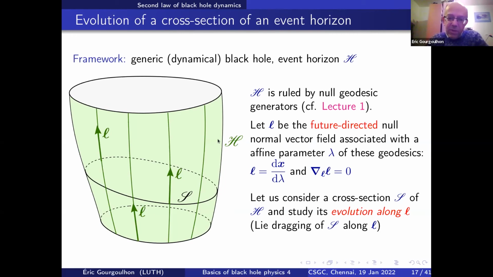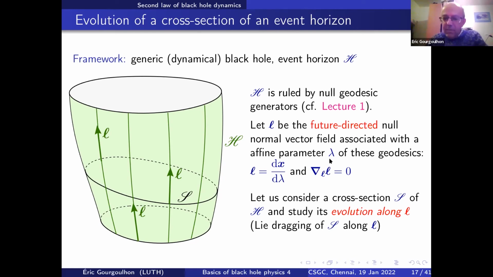So let me remind you that in the previous lectures, we have seen that the event horizon is ruled by null geodesics. The null geodesics are these green lines here. And the vector tangent to them is a null vector. It is also normal to the horizon, H. It is both tangent and normal because it is null. And we consider a cross-section, which is a space-like two-surface, and in the case of a Kerr spacetime, it is actually a sphere. It has the topology of a sphere. It is a two-sphere with a Riemannian induced metric on it.